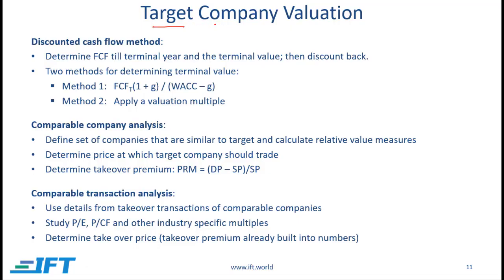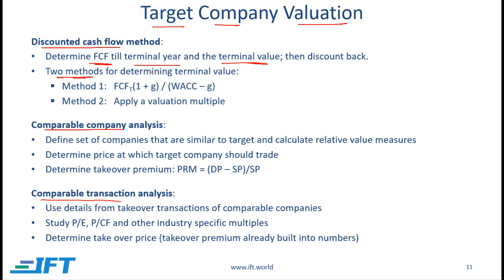Coming now to target company valuation. We have three broad categories here: discounted cash flow, comparable company analysis, and comparable transaction analysis. With the discounted cash flow method, we determine the free cash flow to firm till the terminal year, and we also estimate a terminal value, then we discount back.